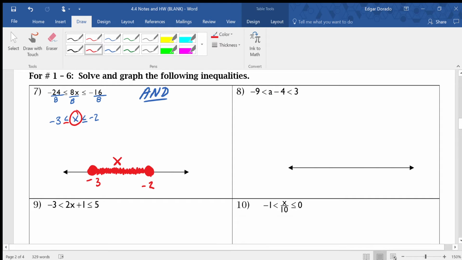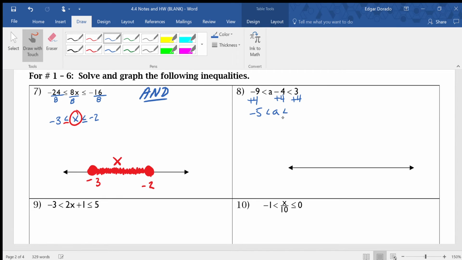So number 8 says -9 is less than a minus 4 is less than 3. So I want the a by itself. Always try to get that variable by itself. I'm going to add 4 to get rid of that -4, but remember to do it to every single side. So what do I get? I get -5 is less than a is less than 7. Well, that's it. That's my inequality.